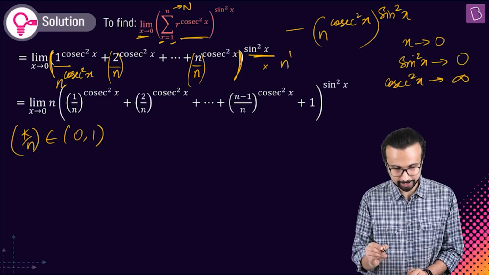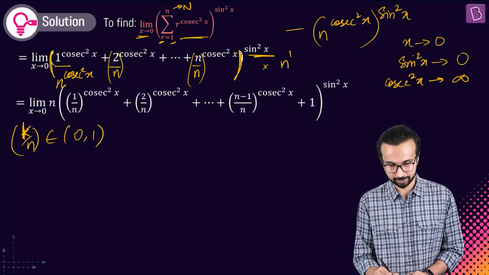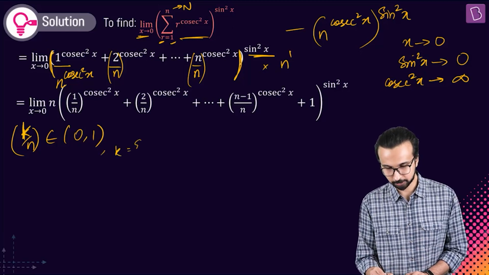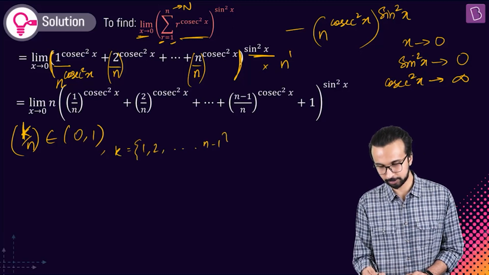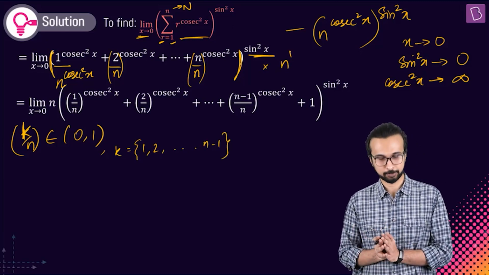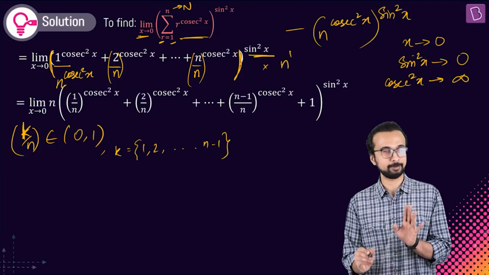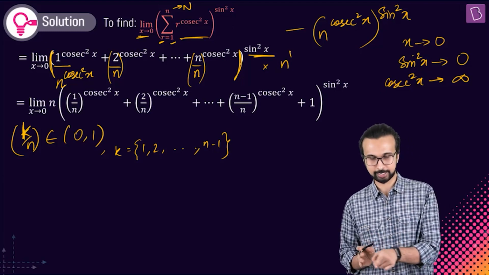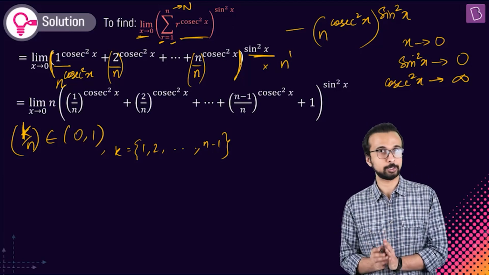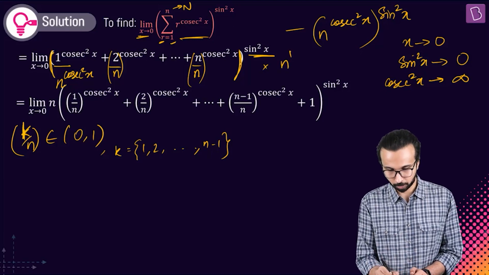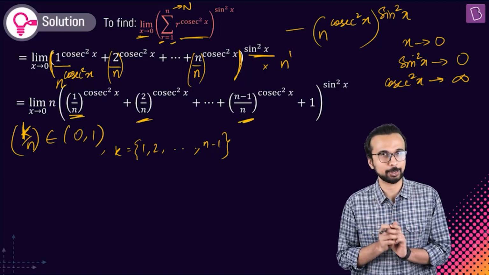So you take any k by n, where k varies from 1, 2, 3, all the way up till n minus 1. Because when k is equal to n, you are getting exactly 1. So we stop at n minus 1. That's the idea here. So k can take any of these values, and they will all be between 0 and 1. So all these k by n's are all between 0 and 1.